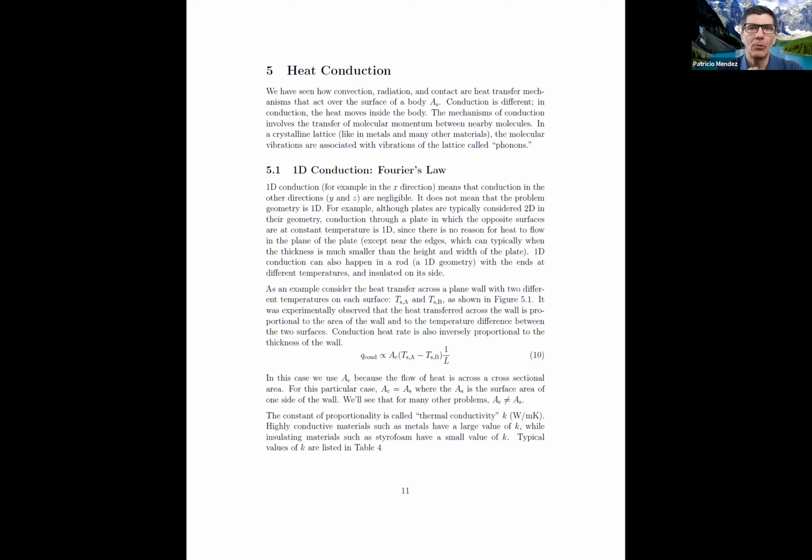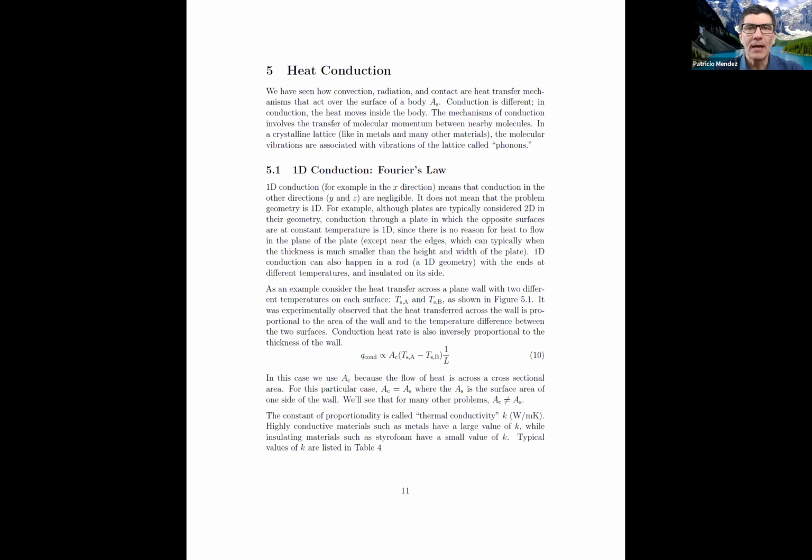Right now, all we know is that if we have convection, we have two different types of convection, natural and forced. In all cases, the formula to calculate heat losses by convection was that the heat flux is a proportionality coefficient h, which we call the heat transfer coefficient, times the difference in temperature between the surface and the fluid far from the surface. We did that.